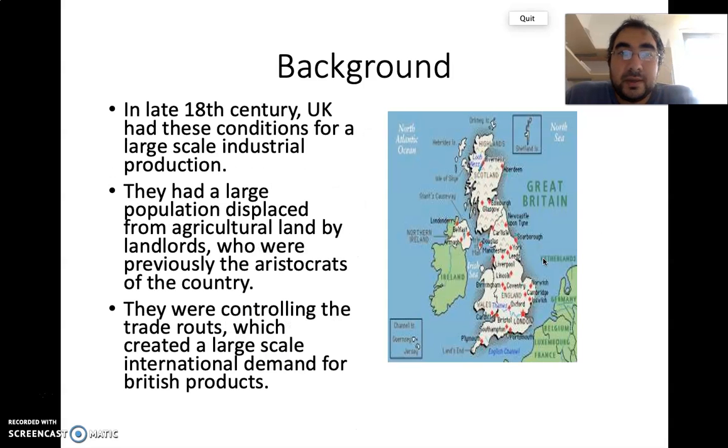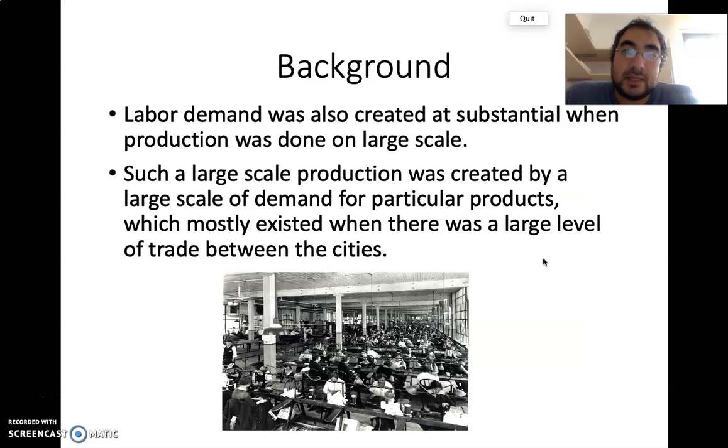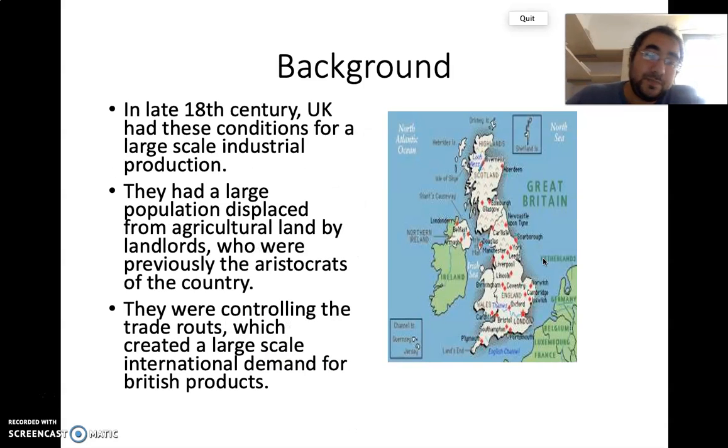So the large-scale labor demand was created as the scale of production, the amount of product or service we produce, has increased in the economic system. And actually, large-scale labor demand and the availability of this large labor force go hand in hand. Without this large labor force, you cannot have large-scale production, and without large-scale production, you cannot hire this labor force.